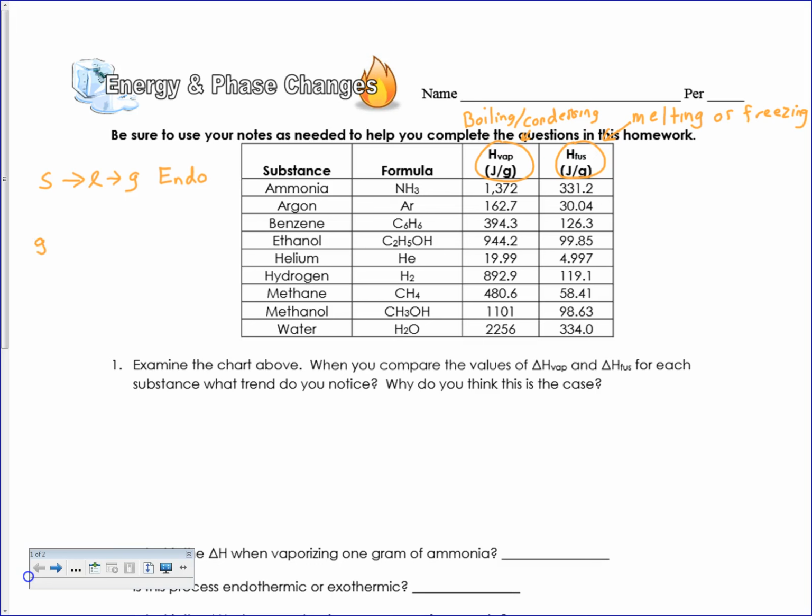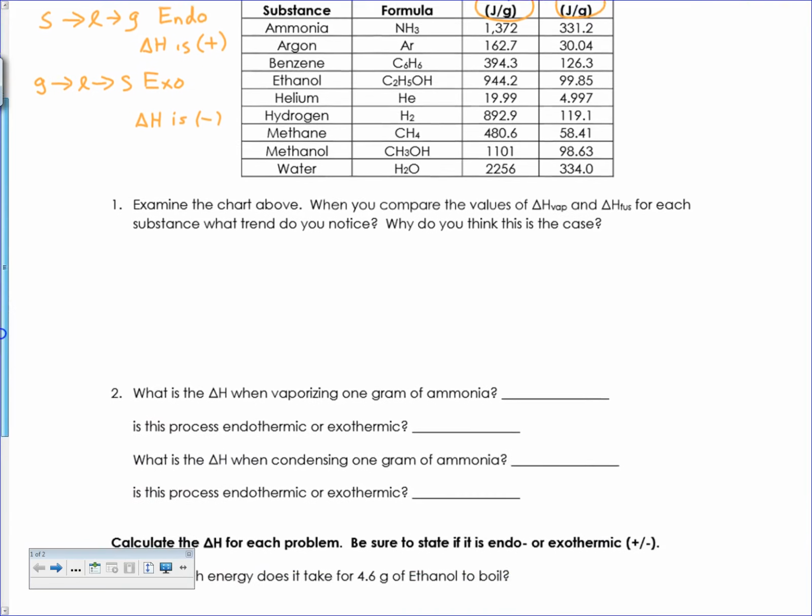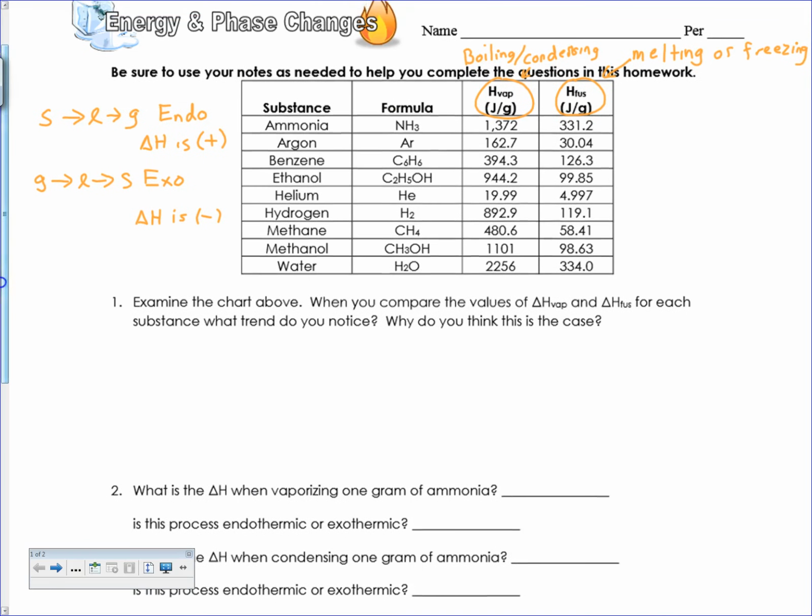If it's going in the direction of gas to a liquid to a solid, that is an exothermic process, which means it's releasing energy. Energy is being given off, which means in this case, delta H is negative. In the other case, delta H is positive. So those fundamental principles will help you in each of these problems. I'm going to go ahead and start here on this first question. It's just kind of a concept question.